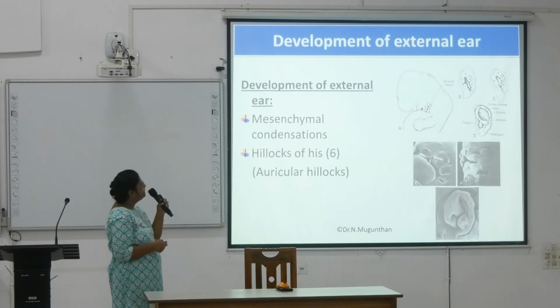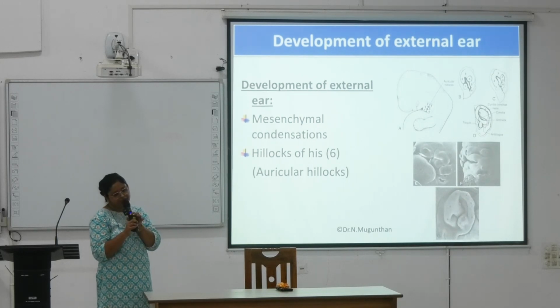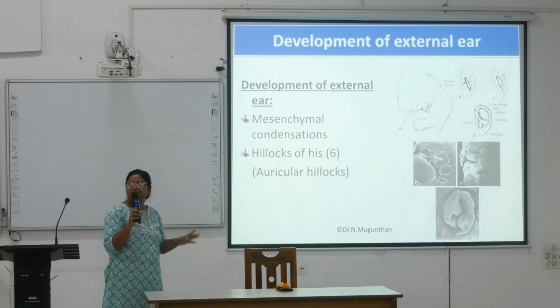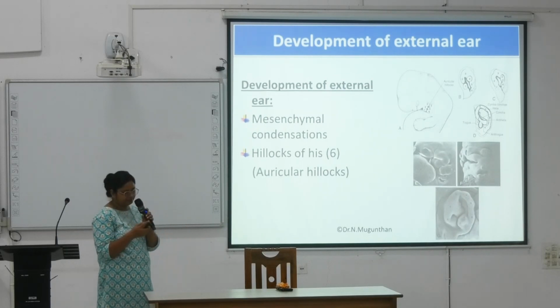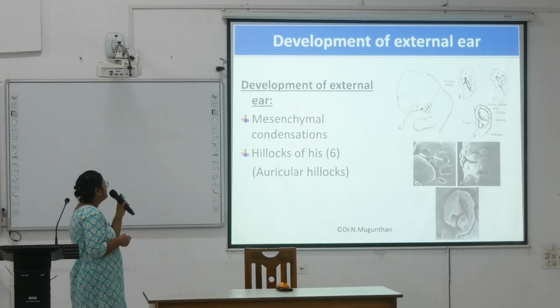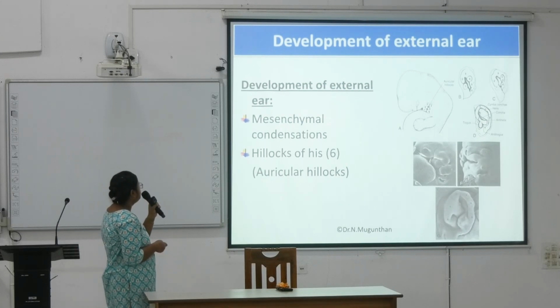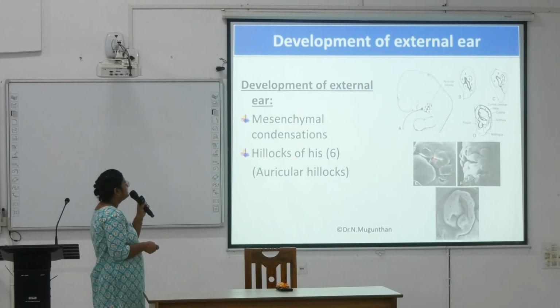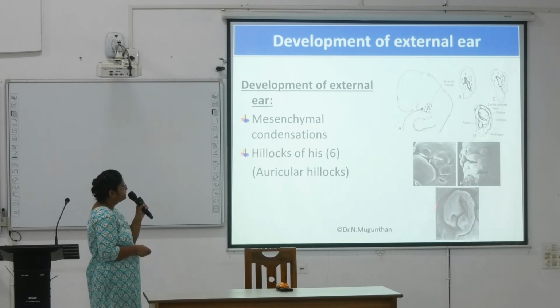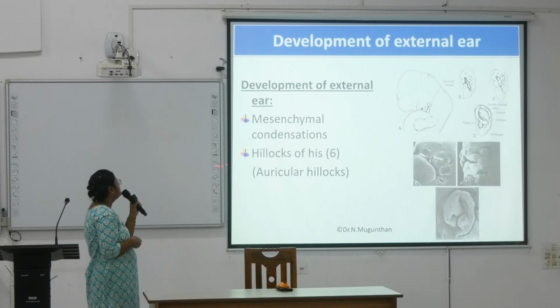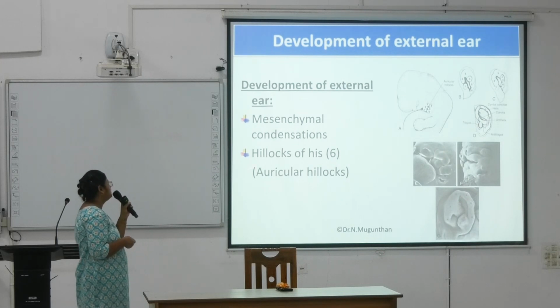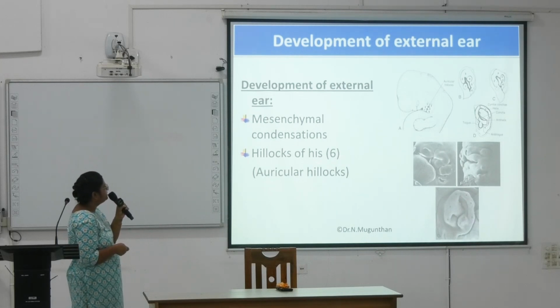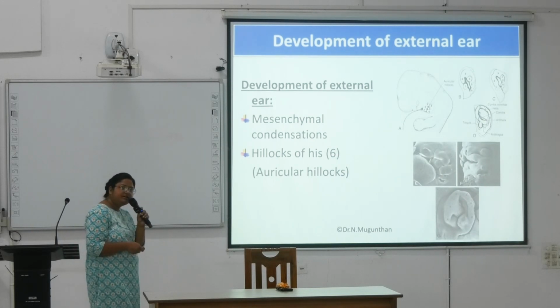Now we go to the development of the external ear, because different developmental defects we see in the external ear. The external ear develops by mesenchymal condensations. Here these are the mesenchymal condensations forming the external ear: hillocks of His, the auricular hillocks. Six hillocks are present, joining to form the external ear.